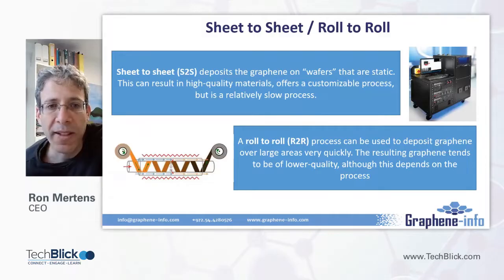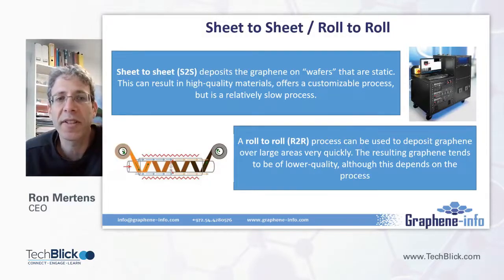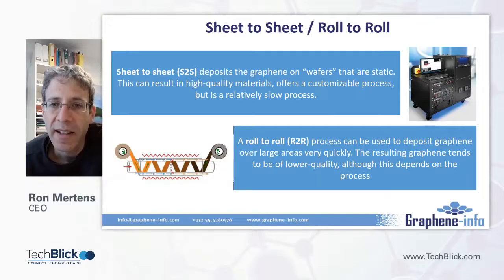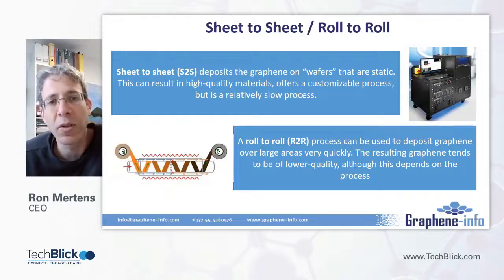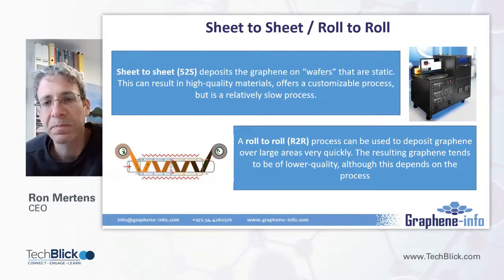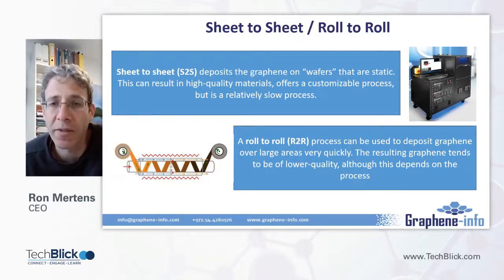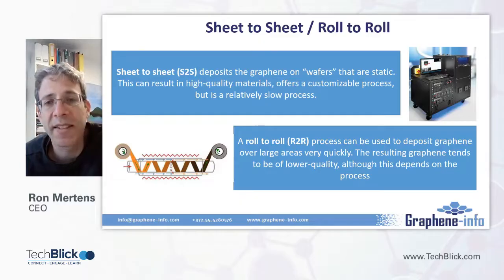Before we start to look at the current market and industry, I wanted to discuss two CVD graphene types, or production process types. The most straightforward design uses a sheet-by-sheet process. This means that the wafer is inserted into the CVD machine, the graphene is deposited on the wafer, and the wafer is then removed with the graphene coating on it. This type of process can be customized and can result in high-quality materials. It is quite common to use it. The main drawback is that it is slow, and so it tends to be expensive.